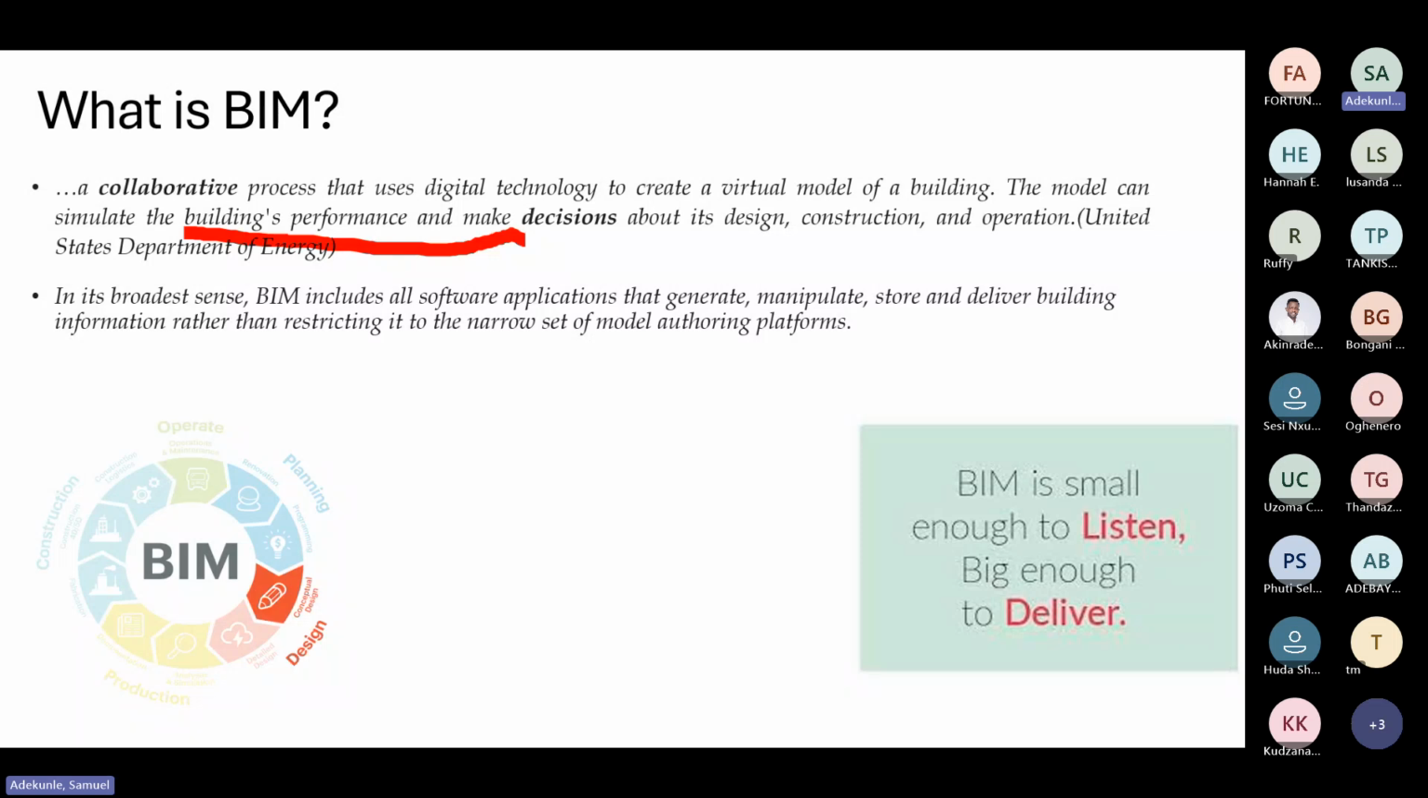So in this broader sense, you are having BIM include all software applications that generate, manipulate, store, and deliver building information rather than restricting it to the narrow set of modeling authoring platforms. And then with that also, for your BIM, it is not just about the technology, ladies and gentlemen. You have the process, you also have the people to make it matured in its adoption.